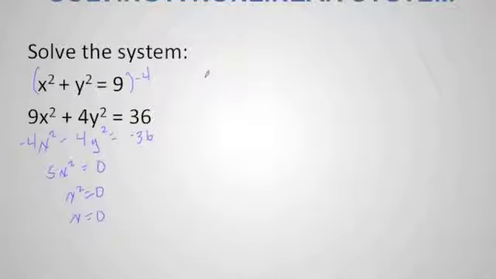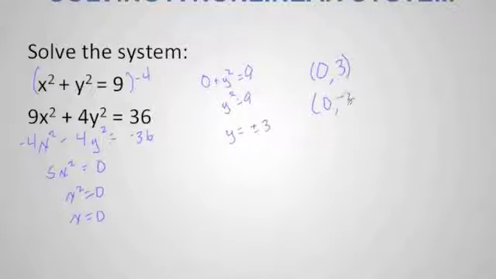I'm going back to the top equation. 0 plus y squared equals 9. y squared equals 9, and y will equal plus or minus 3. We have to do both. So if x is 0, y is either 3, or x is 0 and y could be negative 3. So we really do have two sets of answers. We know it works in the top equation. This would be 4 times 0 plus 4 times 9 equals 36. So both pairs actually do check.